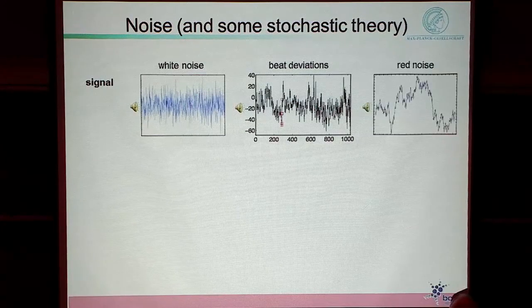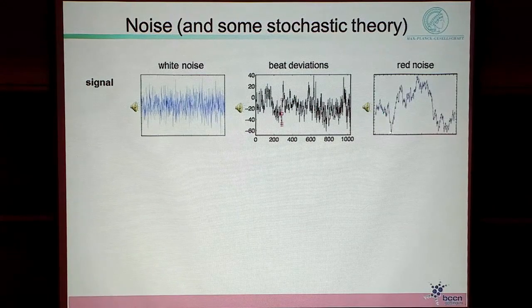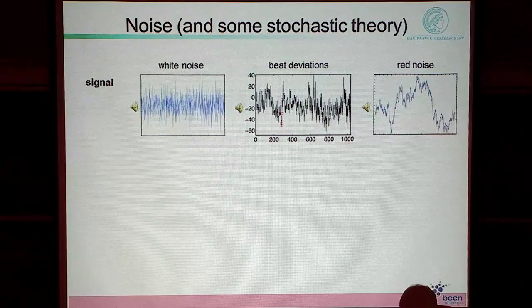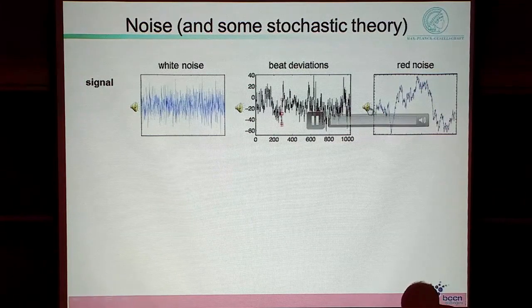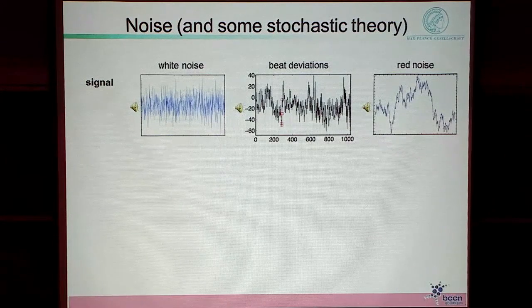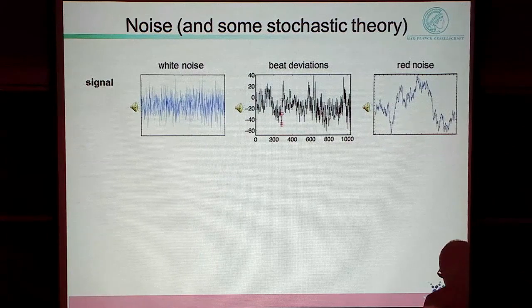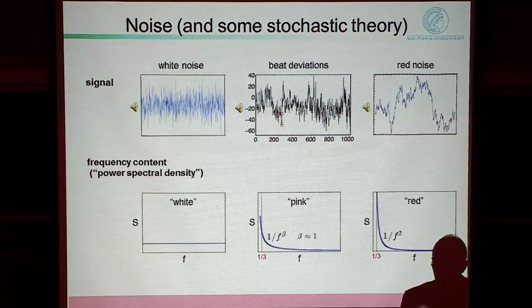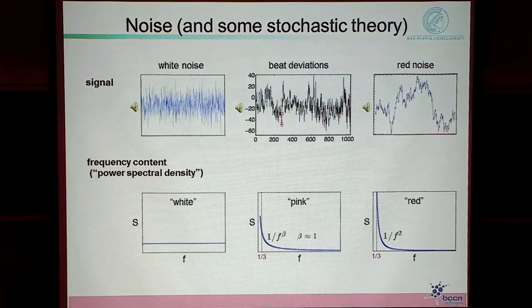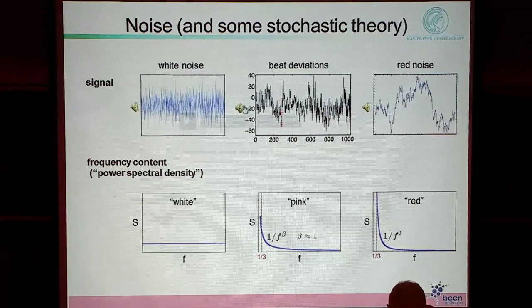There's also something called red noise. It has signals like this here, also random. They all are random, but they look different. Let's listen to red noise. Okay, it has even more low frequencies than our signal. Let me play our beat deviations again to hear the difference. It's somewhat in between white and red noise.